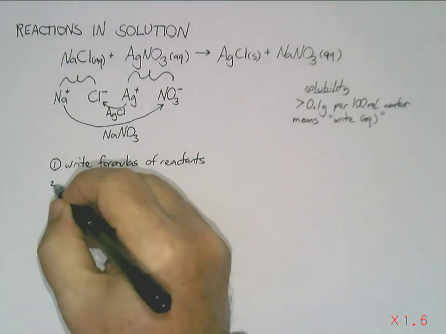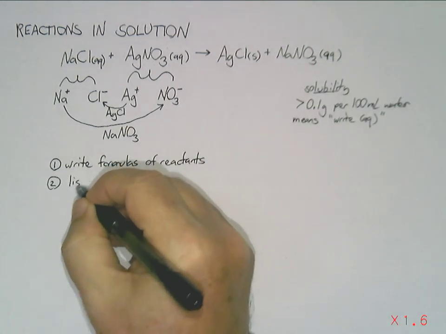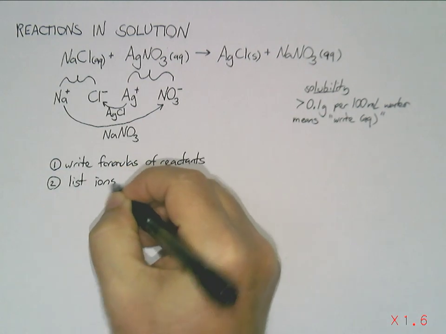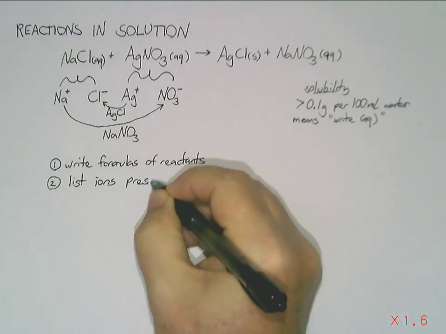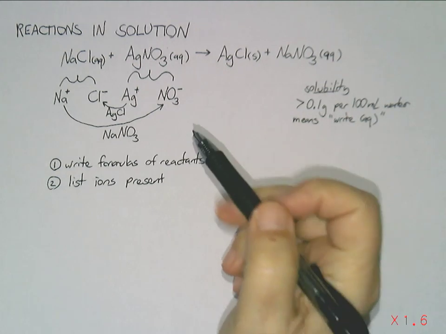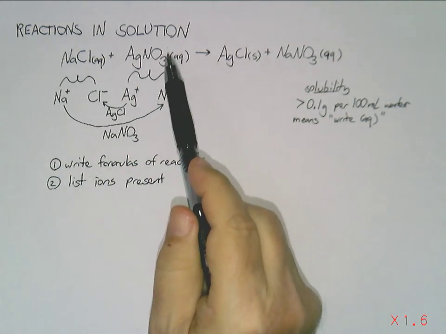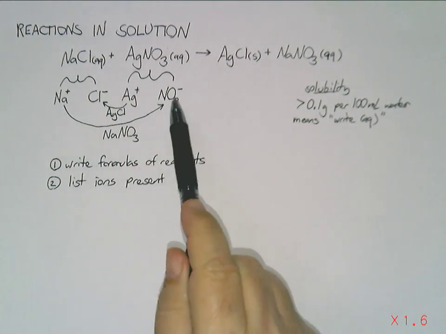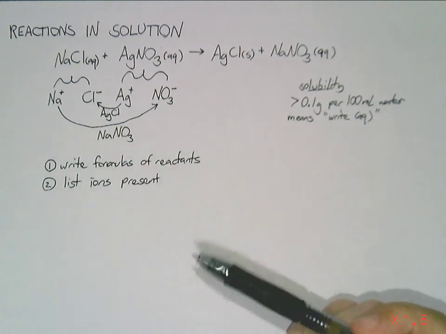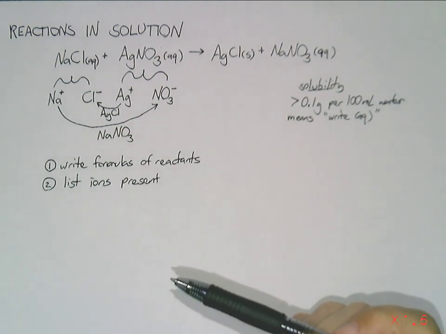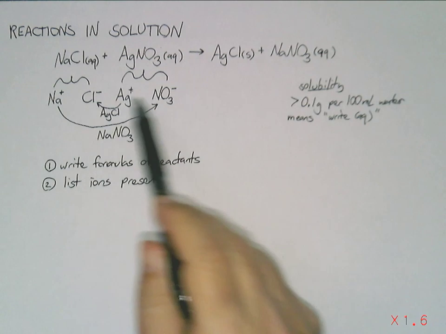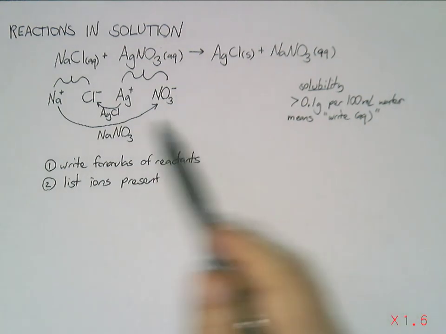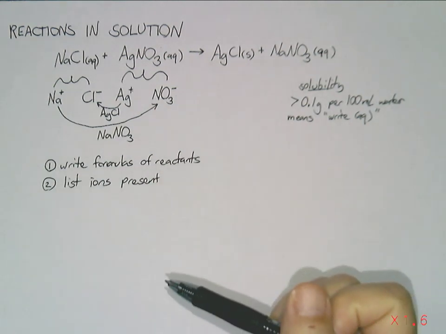Once I do that, I list the ions present. So what ions are present in each of these ionic compounds? I have to break them up and just list the ions that are there. Now I don't have to say how many of each type of ion I've got. Just list the kinds of ions that are present.